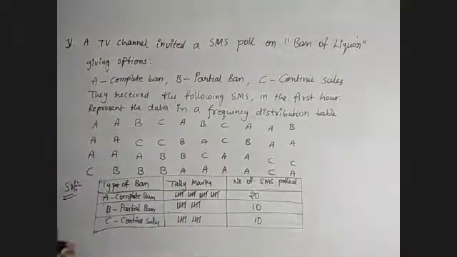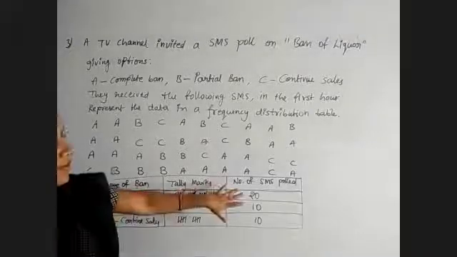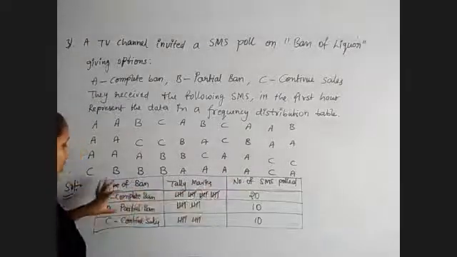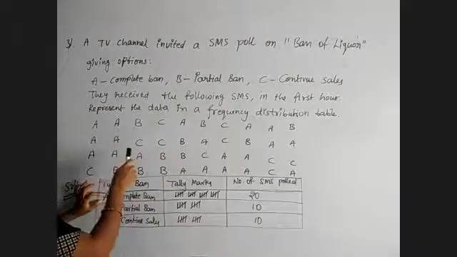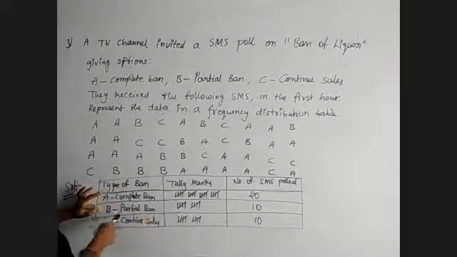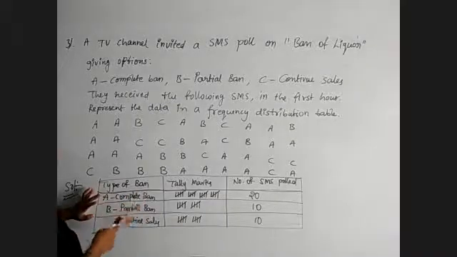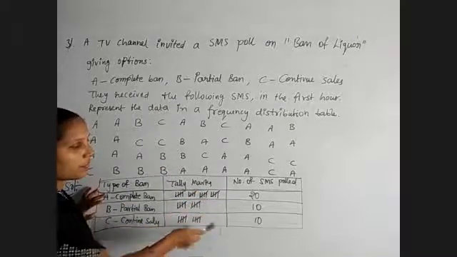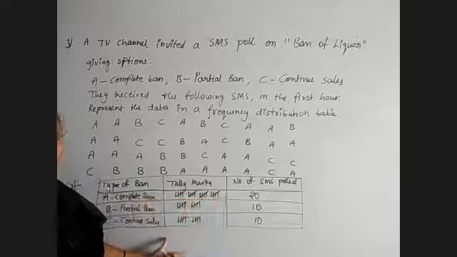So just listen here. This information is given for the ban of liquor. Three types of bans are mentioned: A is for complete ban, B is for partial ban, C is for continuous sales. The number of SMS polled means how many SMSs came for A, B, and C. 20 people polled for A, then 10 people polled for B, and 10 people polled for C. Totally 40 SMS they have received. So total 40 we got here also. Frequency is equal to 40. Now represent each value by using tally marks. That's all.